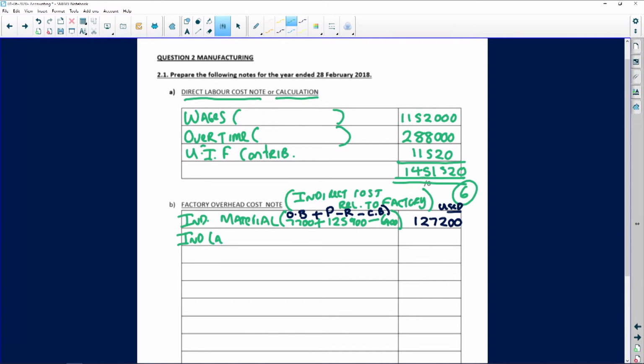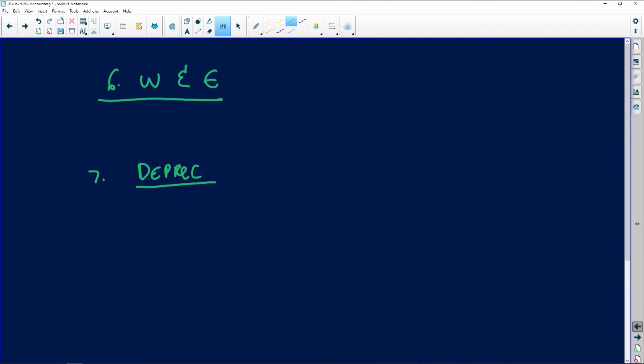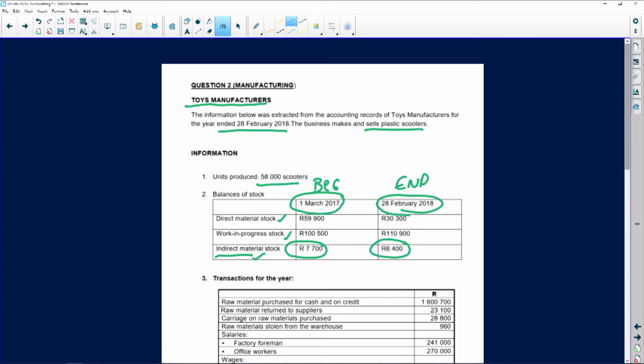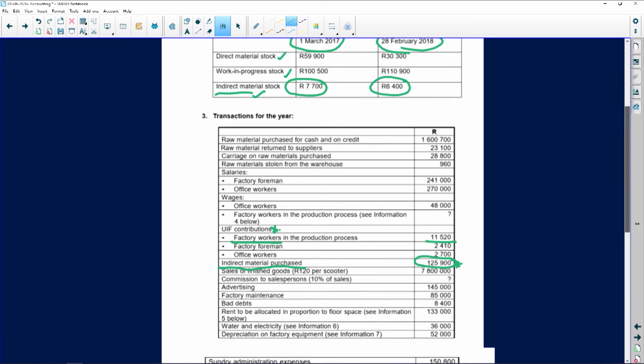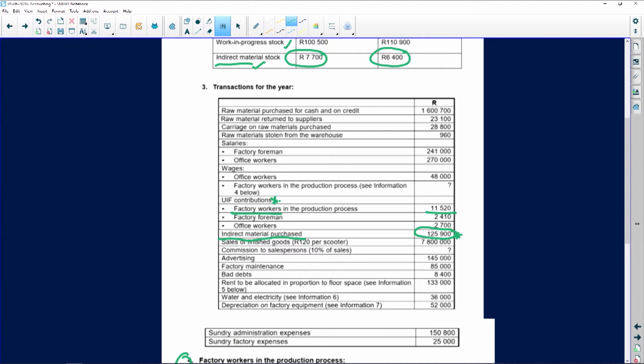Okay, so indirect labor, remember this would be your factory foreman, the factory cleaner, the factory security guard. And the word factory comes up all the time. It's got to relate to the factory. So let's go back to our information to see if we have any indirect labor. Right, so if we look through the information that is given to us, we've obviously got salaries for the factory foreman that is given. Okay, so immediately this is my indirect labor.